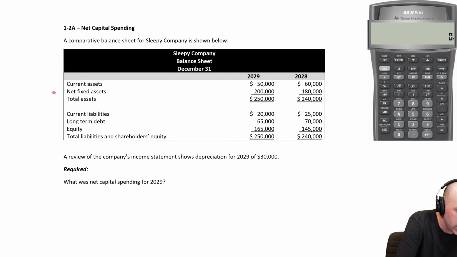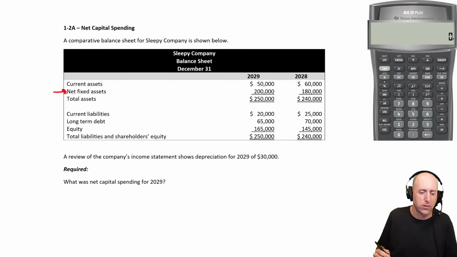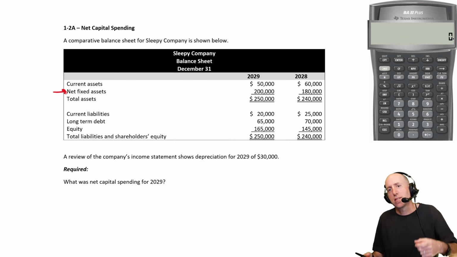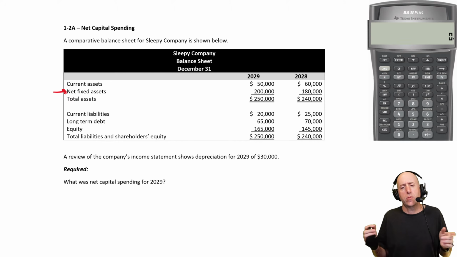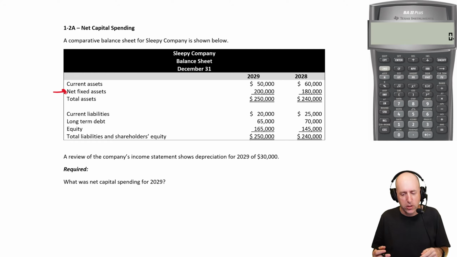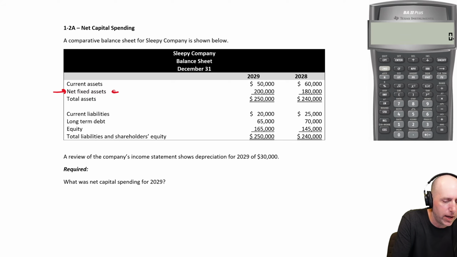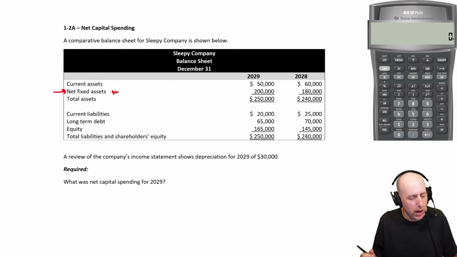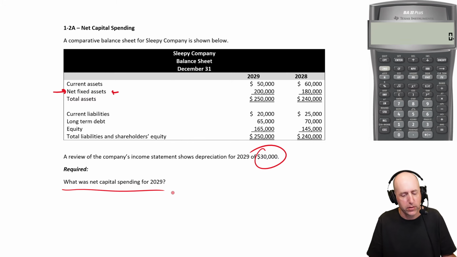So we're interested in this account on the balance sheet. Let me read the question. It says a comparative balance sheet for Sleepy Company is shown below. Here we have our balance sheet, which summarizes the assets. That's the stuff of value that the company owns. Liabilities, that's what they owe. And the equity is what's left over. That's the shareholders' piece of the pie. We're interested, though, just in this line in this question. A review of the company's income statement showed depreciation of $30,000, and it says, what is the net capital spending?